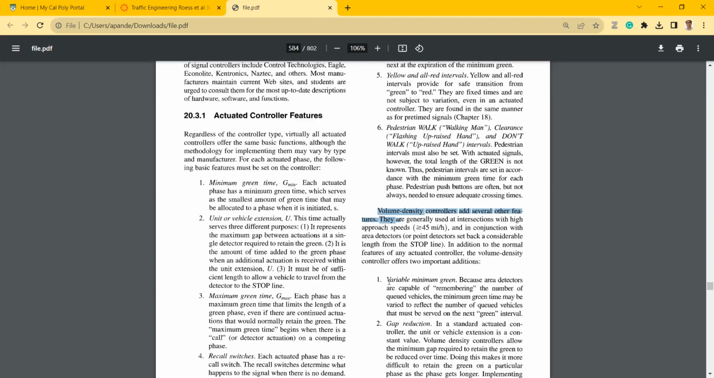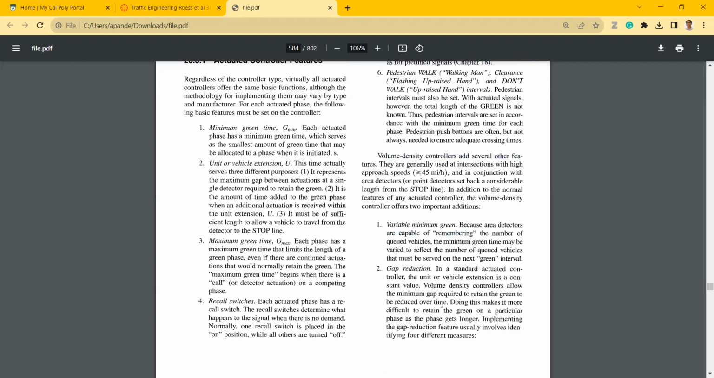And then there are other types of controllers that lead to all these different things. These volume density controllers add more features, and those features are basically related to providing variable minimum green, because an area detector is capable of remembering the number of queued vehicles. So they can see how much your last queue was. The minimum green time may be varied by looking at how many vehicles are queued. So if there are 5 vehicles queued, then you provide that much minimum green time during that time of day. Your minimum green time itself changes, not just the green time.